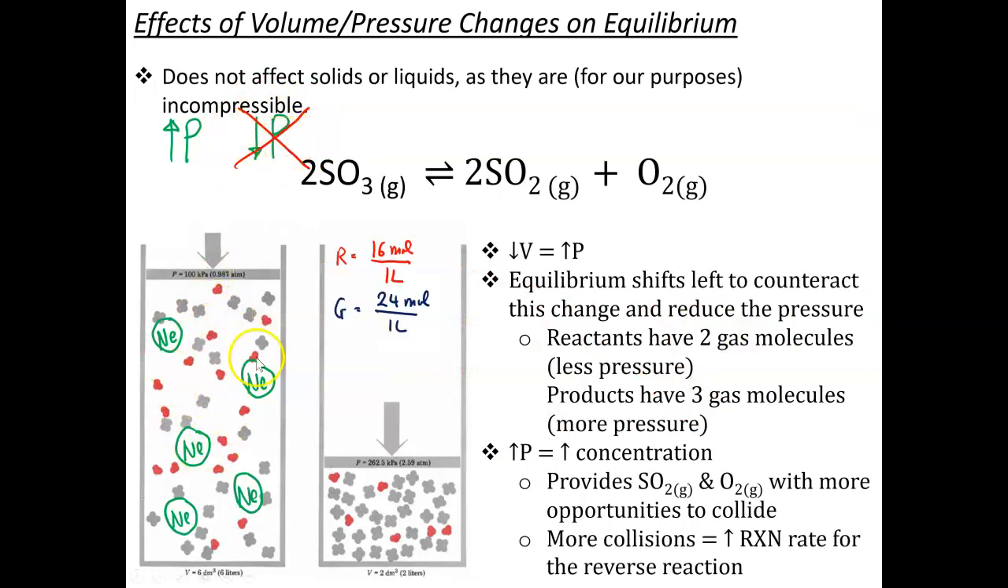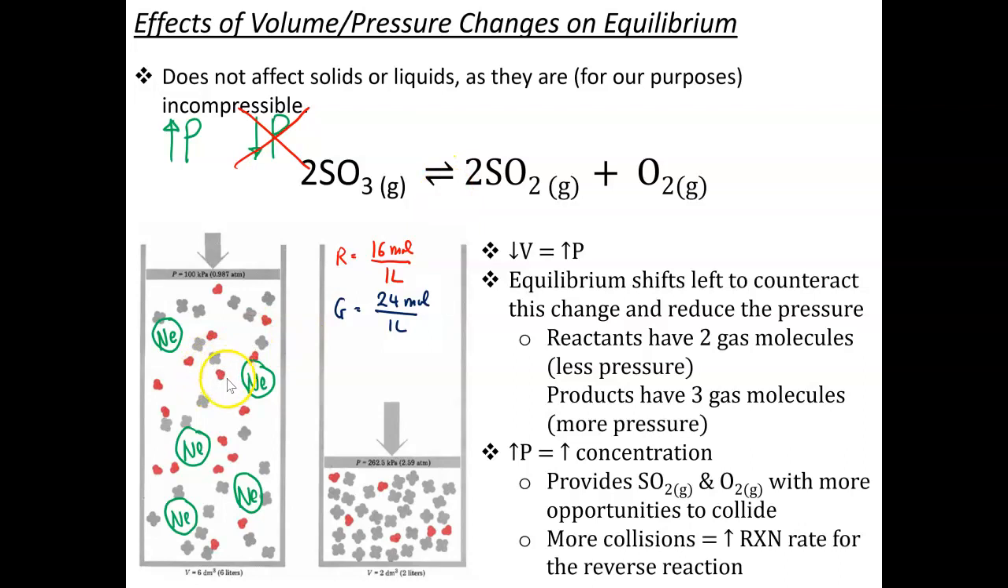Let's pretend this is a 1 liter container, and there are 16 of these red molecules, so 16 moles per liter, and there are about 24 of these gray molecules, so 24 moles in 1 liter. By adding in these neon gas molecules, did it change the concentration of these molecules over here, red and gray? The answer is no. They still remain 16 moles per liter and 24 moles per liter. So the addition of neon gas has not affected the chances of these molecules colliding with one another to go forward or reverse. There was no advantage or disadvantage to either side, to either direction.